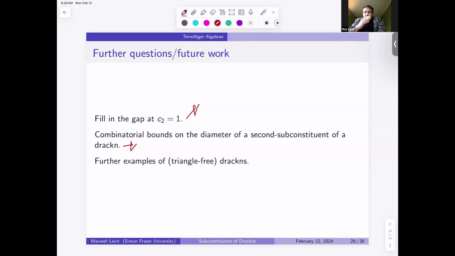If we could push the diameter high enough, we now know we've got 6 eigenvalues. So if we can find examples with diameter 5 on the second constituent, then we'd be getting distance regular graphs. And just generally, we'd like to have more examples of drackns, in particular triangle-free drackns. That would be an interesting thing to work on as well. If you have questions about any of that, we can talk more about it as well. And I'll just finish with a picture of that 761 drackn.